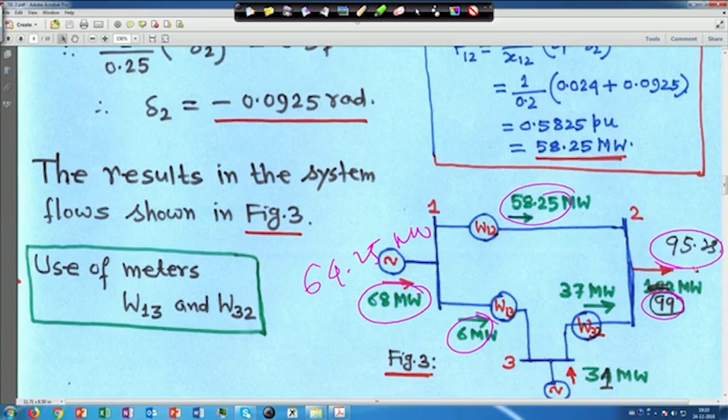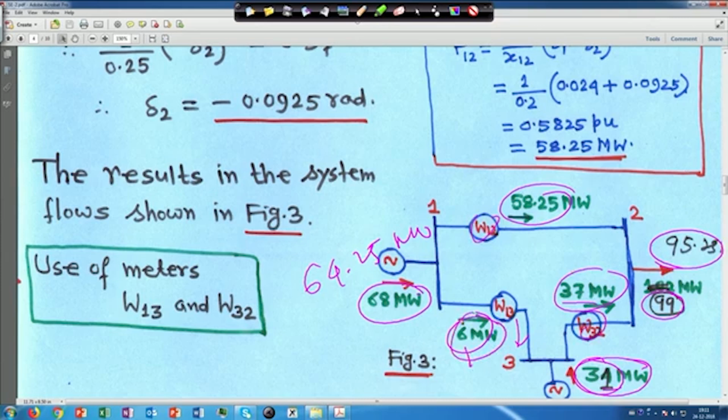And similarly, for this generation, this 6 megawatt is coming here and 37. So, this total is 37 because 6 megawatt, and this is giving you 31, but earlier it was 34, now it is 31. So, ultimately 37 is going here. So, 37 plus 58.25 is 95.25 megawatt. Similarly, if you consider meter readings of 1 2 and 1 3, you will find this will change. And similarly, if you consider this one and this one, you will find this one has changed, right.